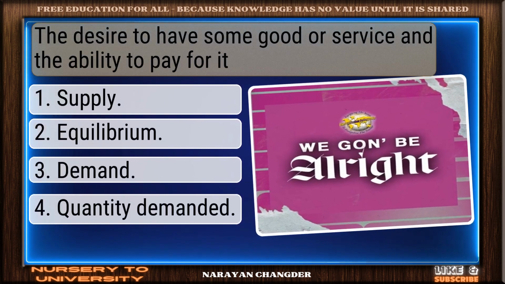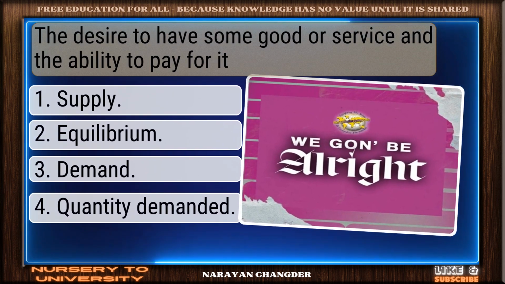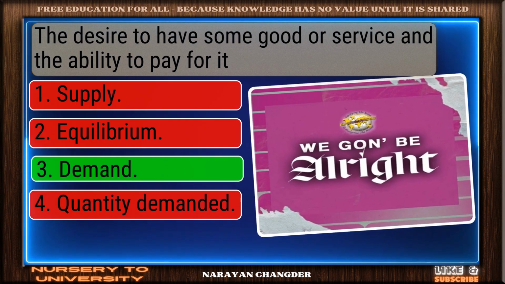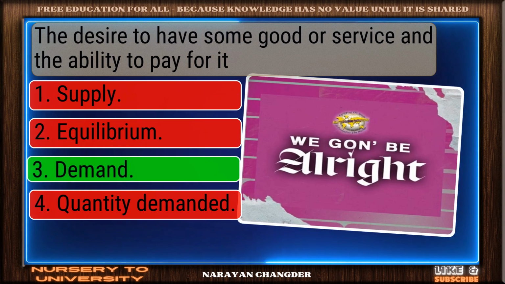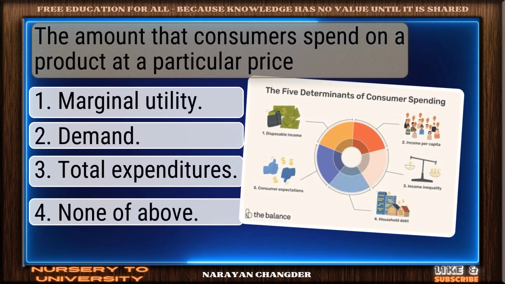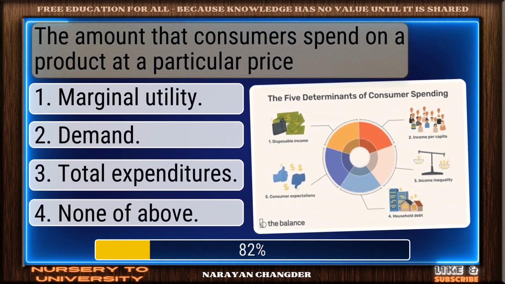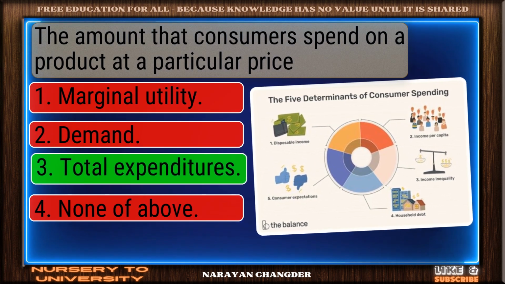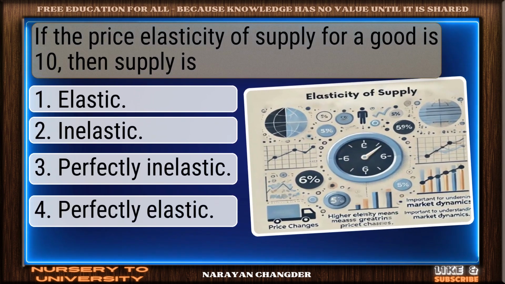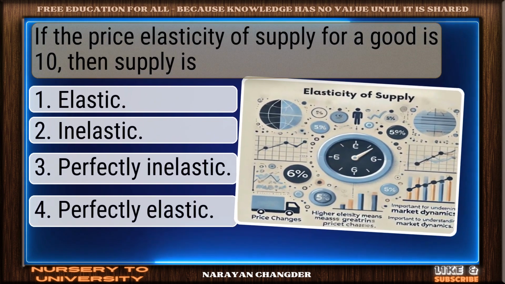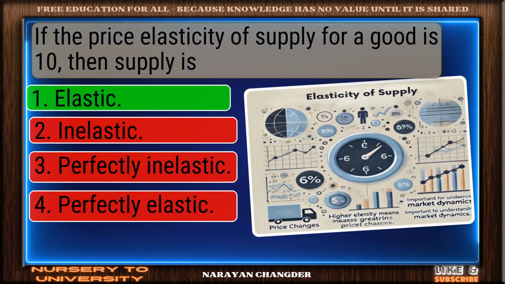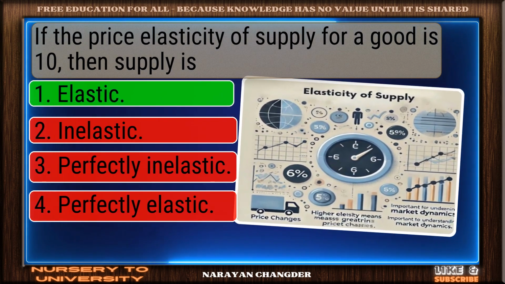The desire to have some good or service, and the ability to pay for it. Correct response. Demand is the most accurate answer. The amount that consumers spend on a product at a particular price. Strong choice. Total expenditures is the right answer. If the price elasticity of supply for a good is 10, then supply is. Good thinking. Elastic is the right answer.